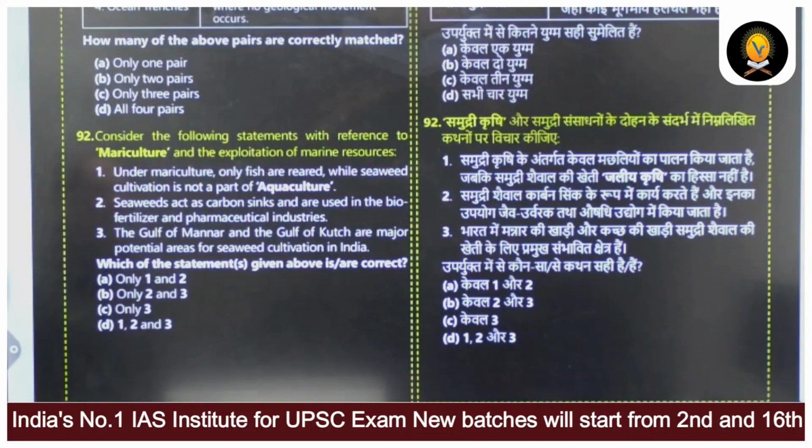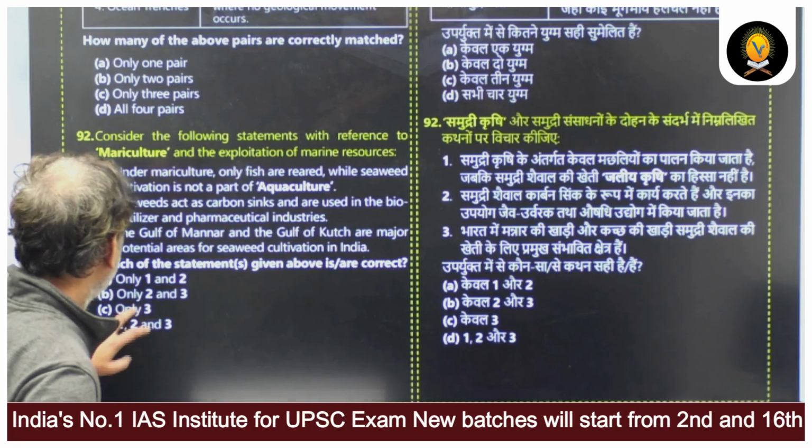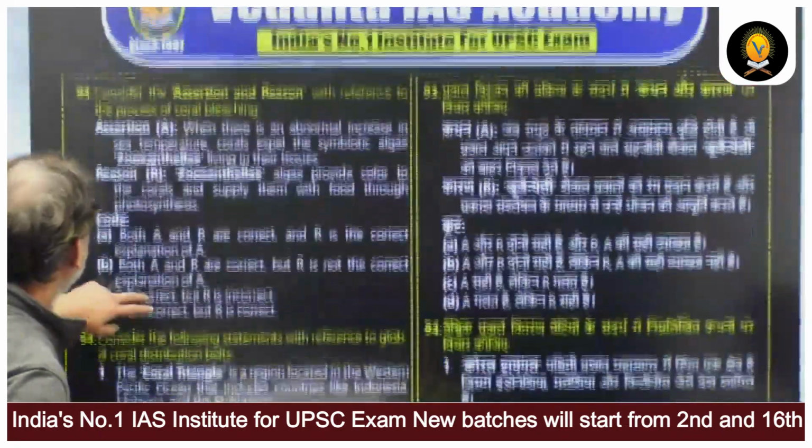Consider the following statement with reference to mariculture and the exploitation of marine resources. Under mariculture, only fish are reared while seaweed cultivation is not a part of aquaculture, wrong. Seaweeds act as a carbon sink and are used in the biofertilizer and pharmaceutical industries, correct. The Gulf of Mannar and the Gulf of Kutch are major potential areas of seaweed cultivation in India. 2 and 3 are correct. So, B is the correct option.